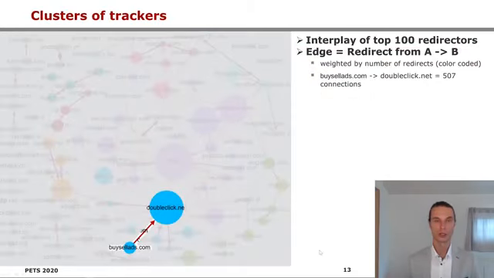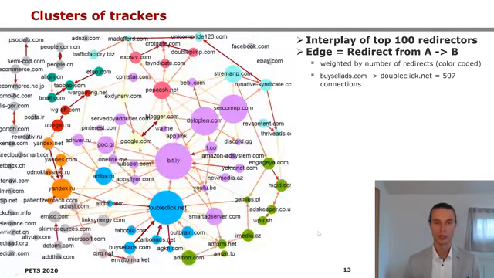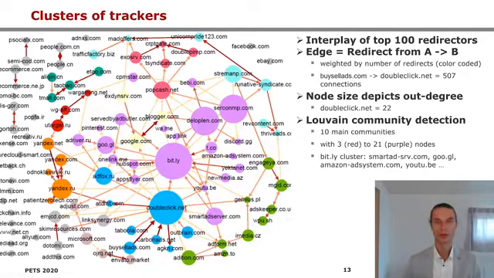The second focus of our research was to evaluate the redirect tracker network. For this, we plotted a graph of the top 100 redirectors. Here, an edge is drawn when a redirect from A to B happened. We also weighted and color-coded the edges by the number of redirects occurred. In this example, buy-sell ads redirects to DoubleClick with 500 redirect connections. The node size depicts the out degree of connections, where in this graph, DoubleClick has 22 connections to other redirect domains. We then used the Louvain community detection method to visualize clusters of redirect trackers.